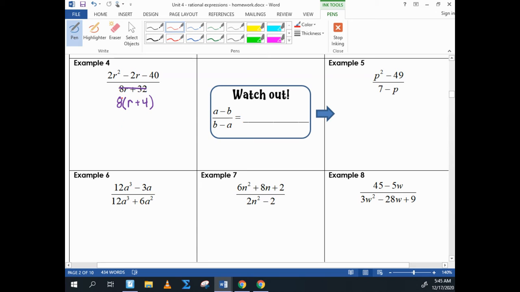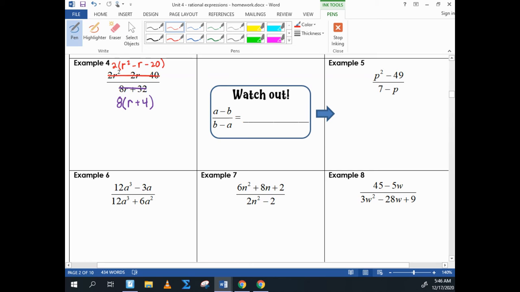Notice in the top right up here, this can also have a common factor factored out. All of these numbers, this 2r squared, this 2r, this 40, can be divided by 2 as well. So I'm going to factor out that 2 from all of my terms. I cannot factor out any letters. I can't factor an r out because I don't have an r on the 40. But factor out that 2, so you're left with r squared minus 1r minus 20. We're just dividing all those numbers by 2.